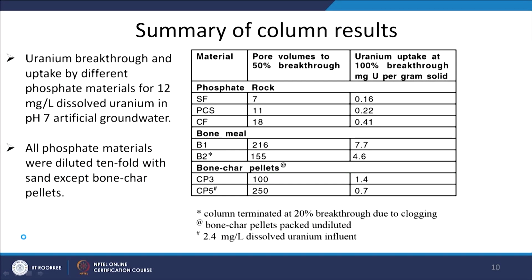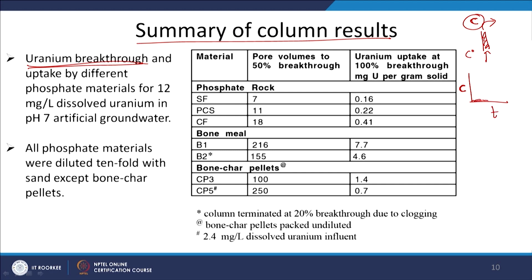So up next, the summary of the column results. Let's see what we have. It seems uranium breakthrough occurred. So what is this breakthrough about? Let's say I have a column of the relevant PRB material, and I am passing the relevant contaminant through it, and this is how it's coming out. So this is the contaminant initial concentration, and this is the concentration coming out, right? And I monitor the concentration of the contaminant leaving the column with time, right?